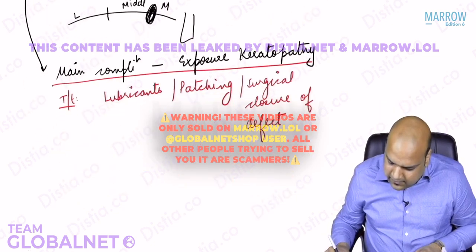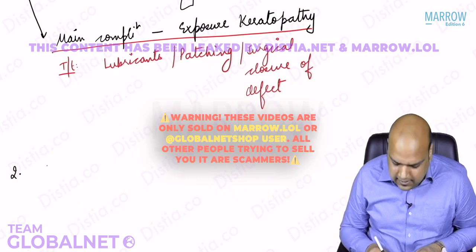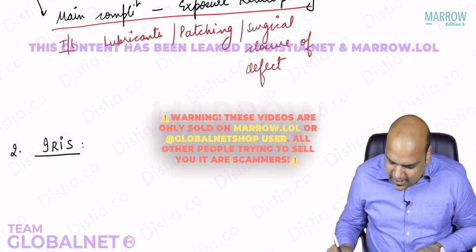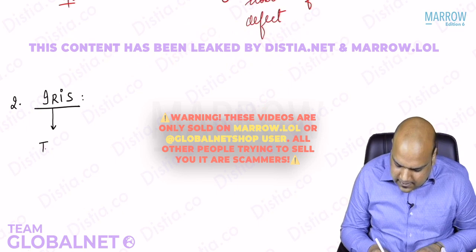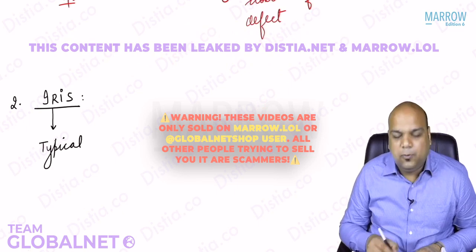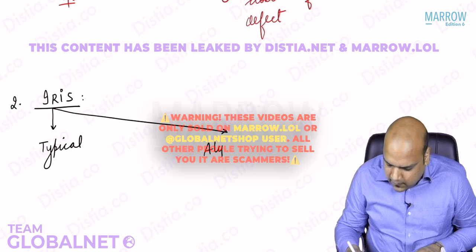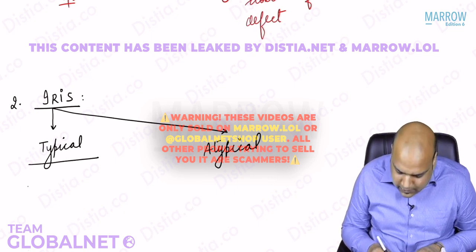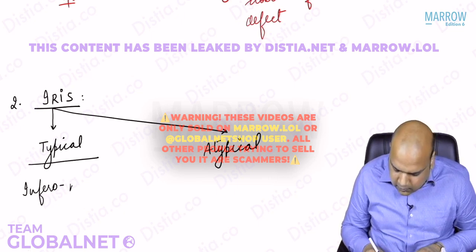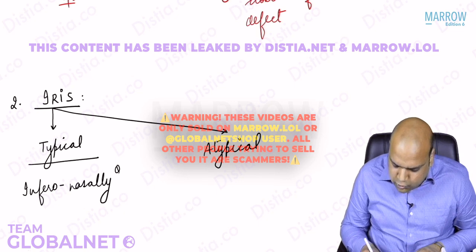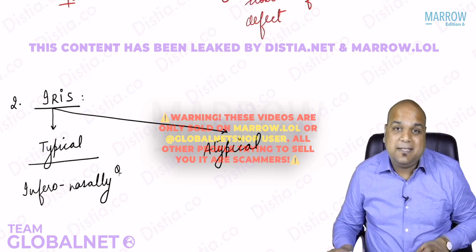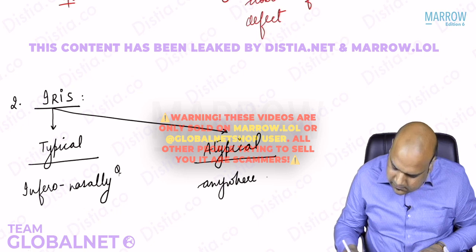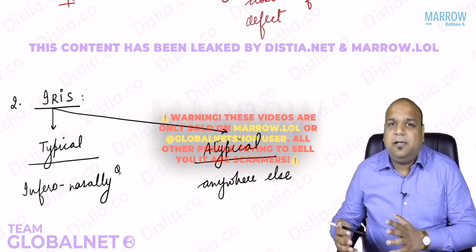Now, that is the first coloboma, eyelid coloboma. The second part where colobomas usually are seen is the iris. Iris coloboma. Now these iris colobomas can be of two types. We call them typical colobomas, or atypical colobomas. Typical colobomas are usually seen inferonasally. That is the most common location, and that is why the terminology typical has come. Atypical means anywhere else. They can be seen superiorly or inferiorly or anywhere else.